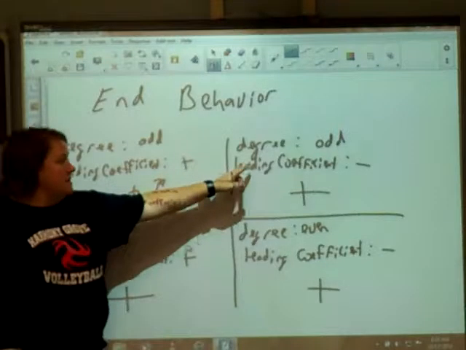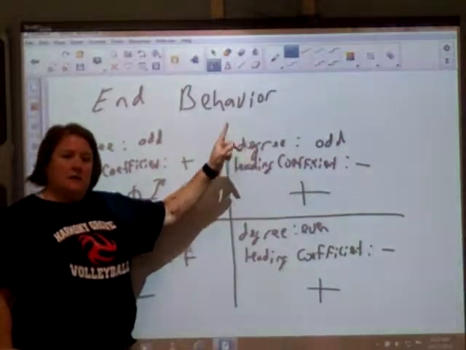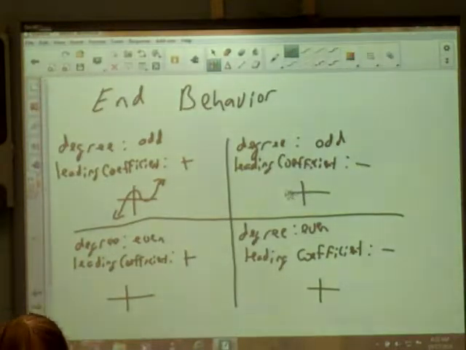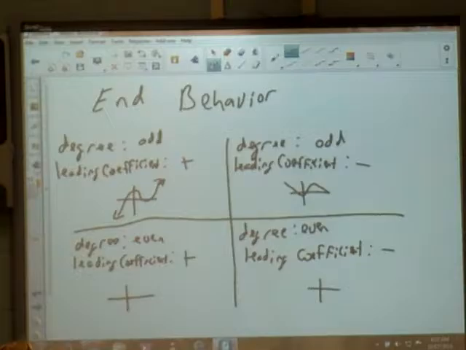Since this one's negative, it's going to go downhill first. So it would look something like just the opposite of that. Opposite directions, but it went downhill first. So odd, they go in opposite directions. It's like a lightning bolt going in opposite directions. Now, I'm going to add some fancy symbols in there.